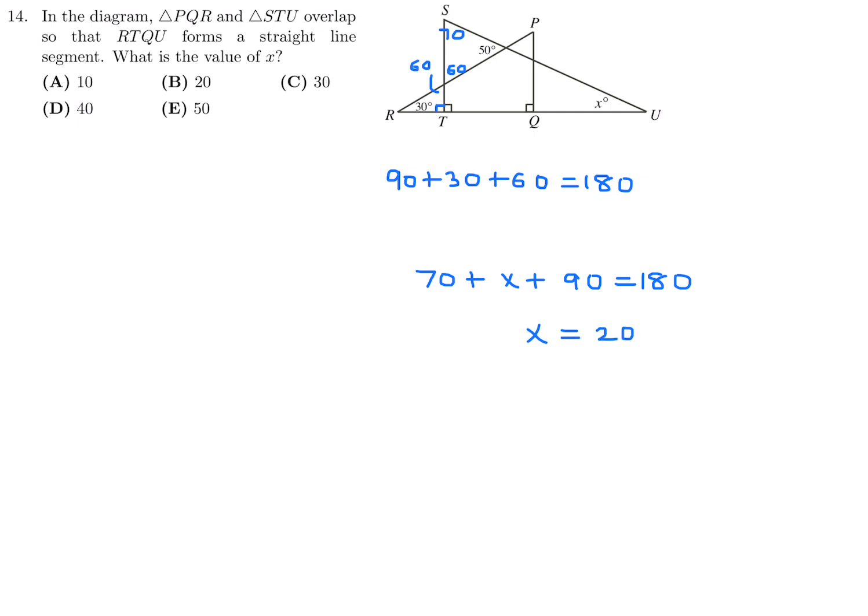And that's it. So whatever way you want to do it, this is a process known as angle chasing, where you use the fundamental property that all the angles of a triangle add up to 180, and then use other properties like opposite angles like I did there, and so on, to eventually come up with the value for the unknown. Angle chasing. So number 14, the answer is 20, and that would be choice B.